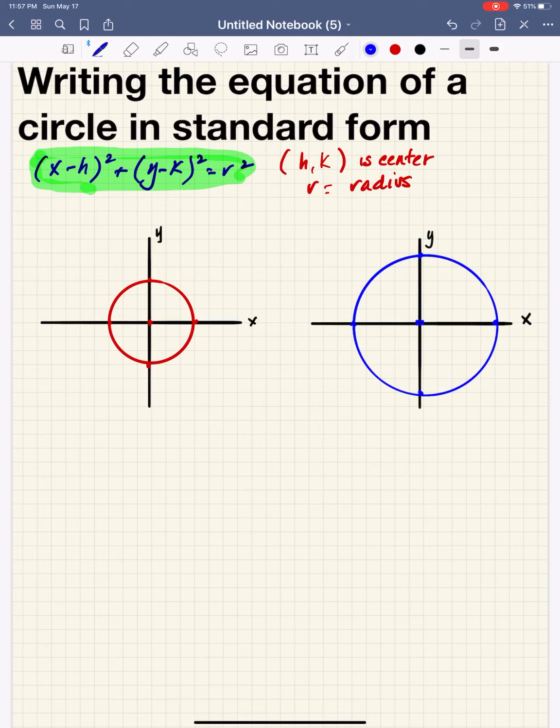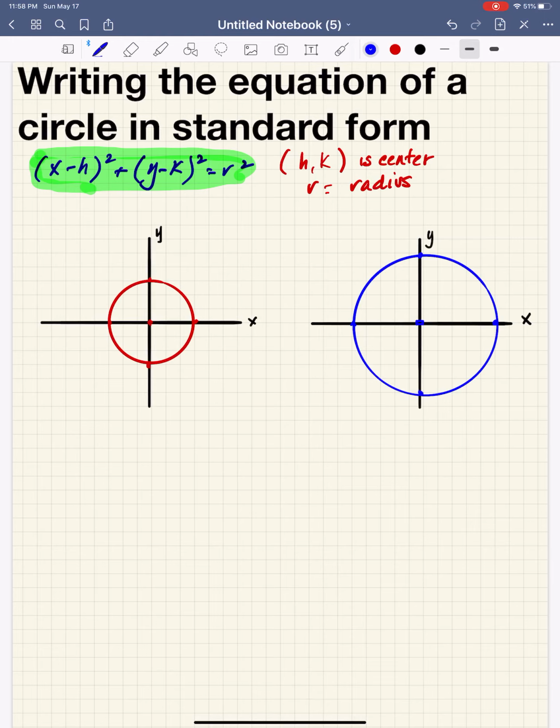All right, today we're writing the equation of a circle in standard form. So the formula is highlighted in green: (x minus h) squared plus (y minus k) squared equals r squared, where (h, k) is the center and r is the radius. So essentially, all you really need to do is figure out where the center is and what the radius is.